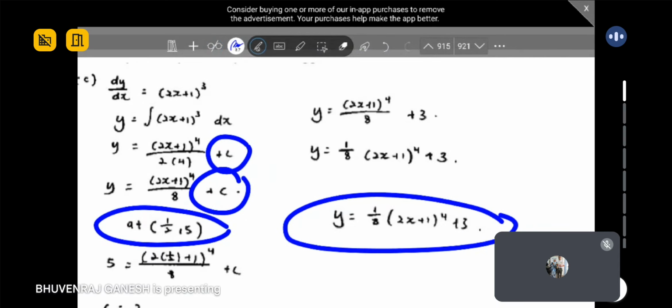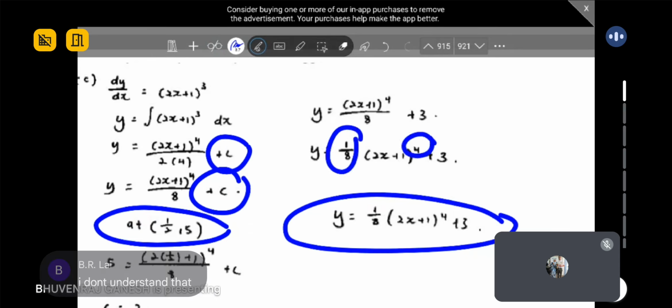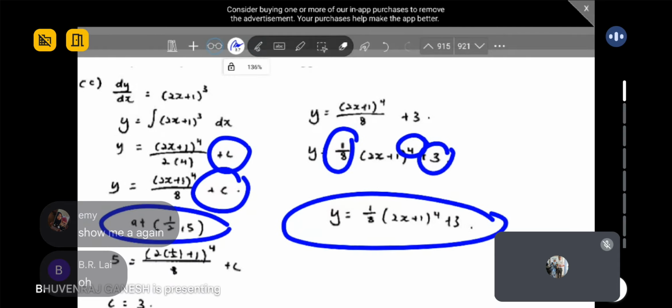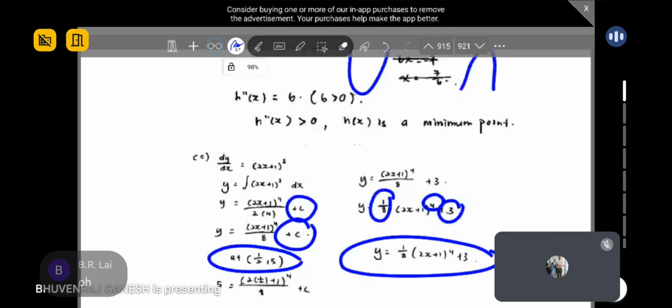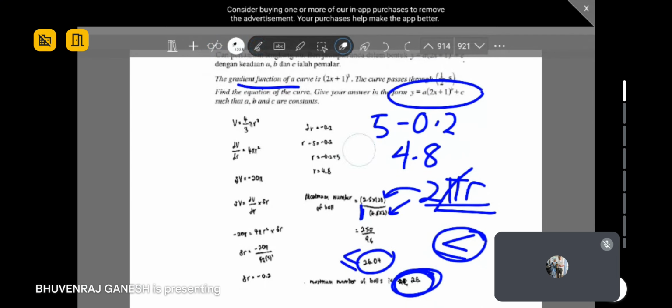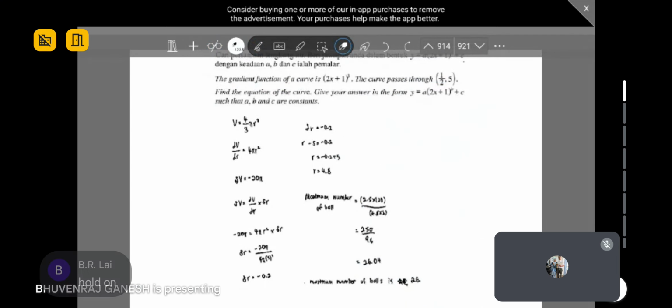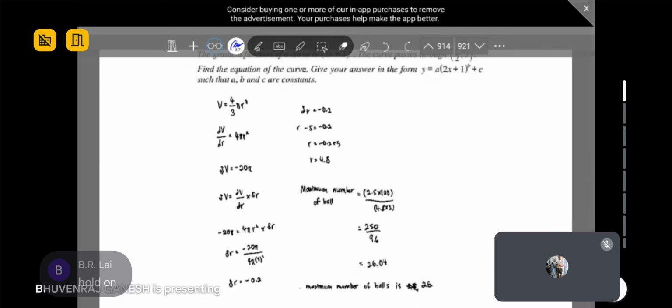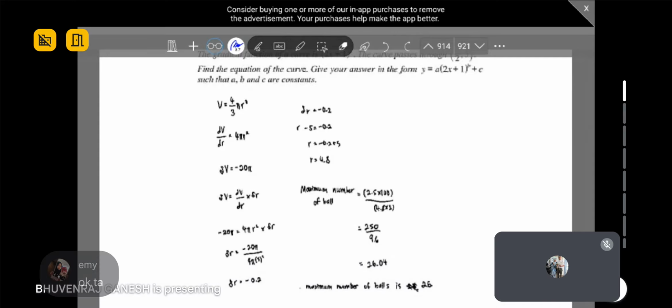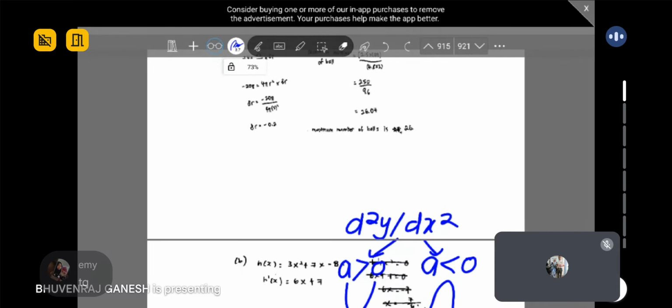They want you to write it as A times (2x plus 1) power B, plus C. So A is 1 over 8, B is 4, C is 3. You just rearrange the equation, rearrange only, algebra. Show me A. A is this one. Okay, so continue, proceed.